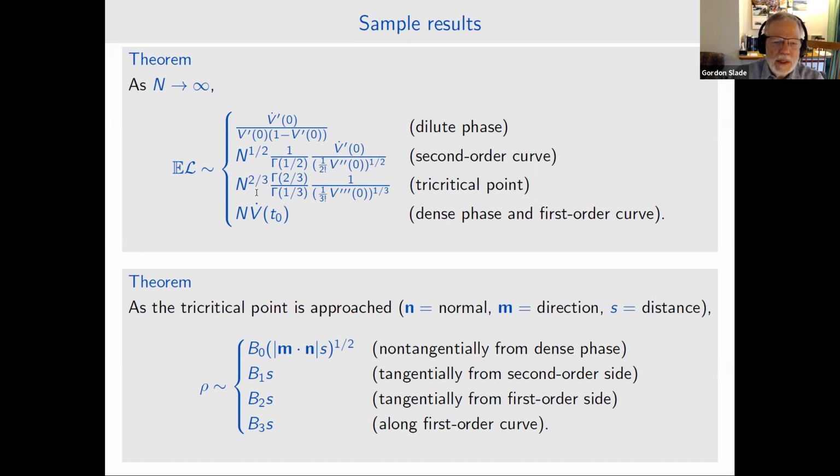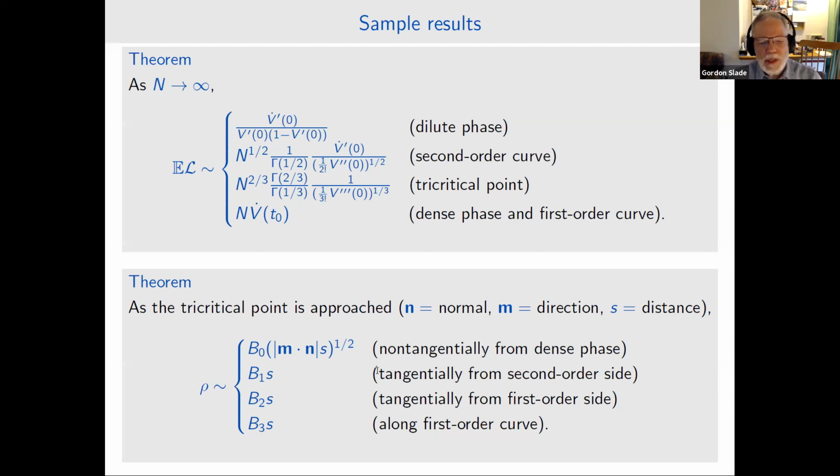At the tricritical point, it's growing like n to the 2/3. And on the first order curve and in the dense phase, it's growing like n. This v dot of t0 is non-zero. So remember that the density was defined by the limit of the ratio of the expected length to the volume. So you would divide this by n and let n go to infinity to get the density. That will be 0 in the dilute phase and on the phase boundary. And it's just this v dot of t0 that is the density on the first order curve and in the dense phase.